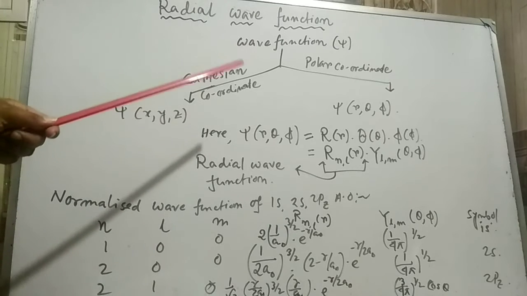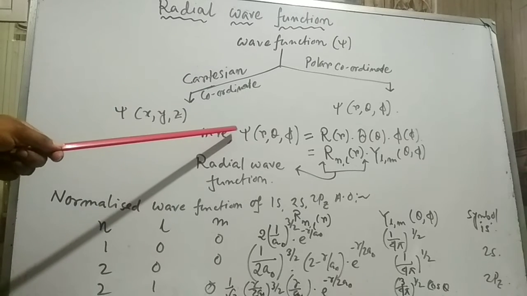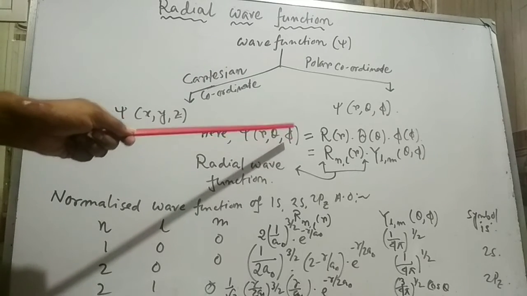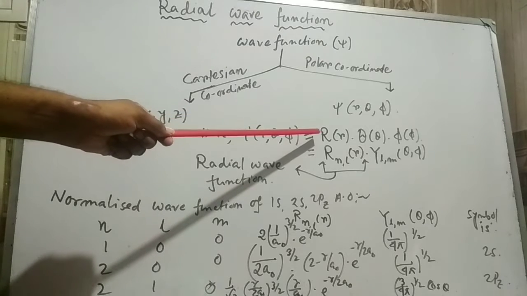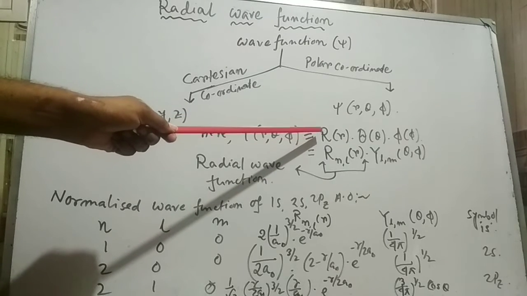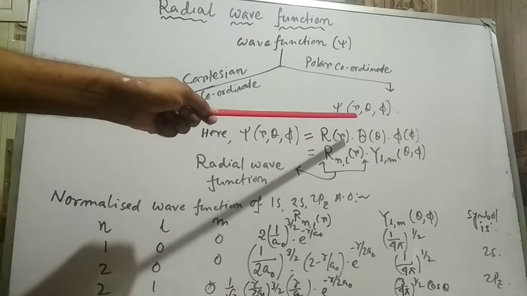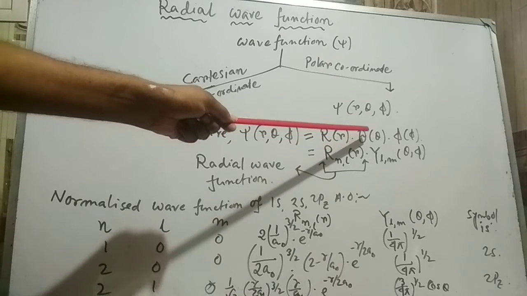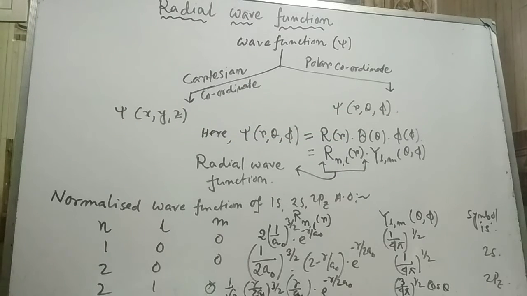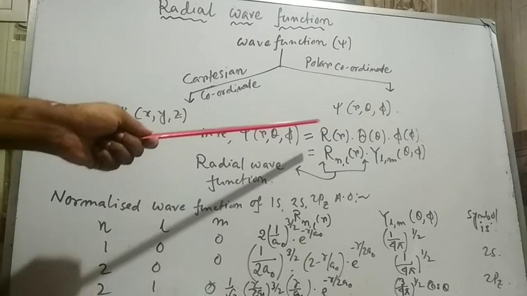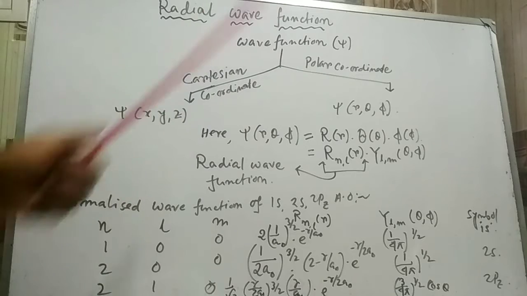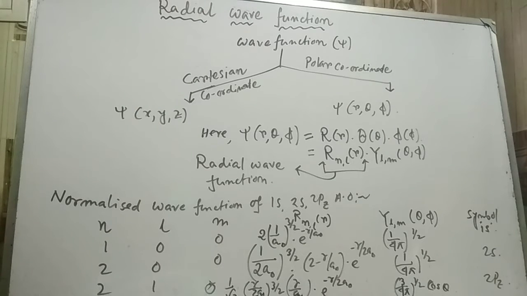Now psi, a function of r, theta, phi, is equal to a function of r, capital R of r, where r is the distance, and the angles theta and phi. Here the two parts are included. One is the radial part and another is the angular part. Now what is the radial part?